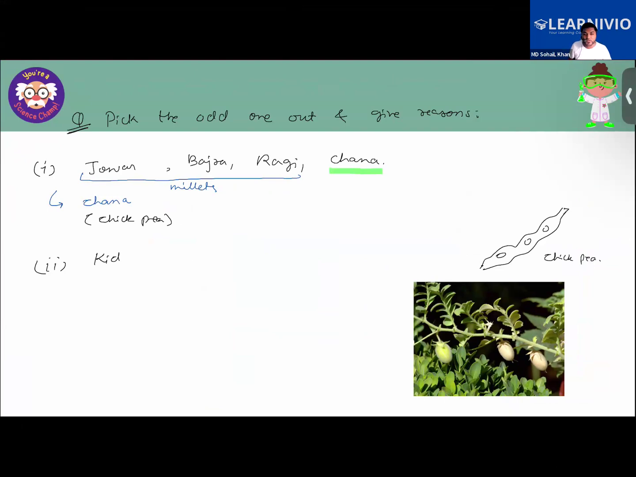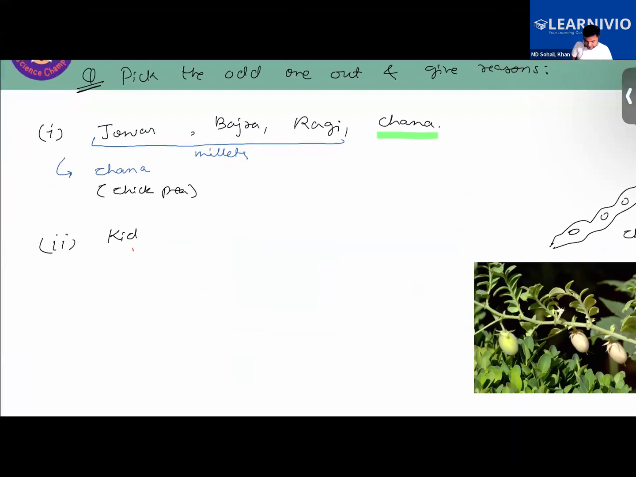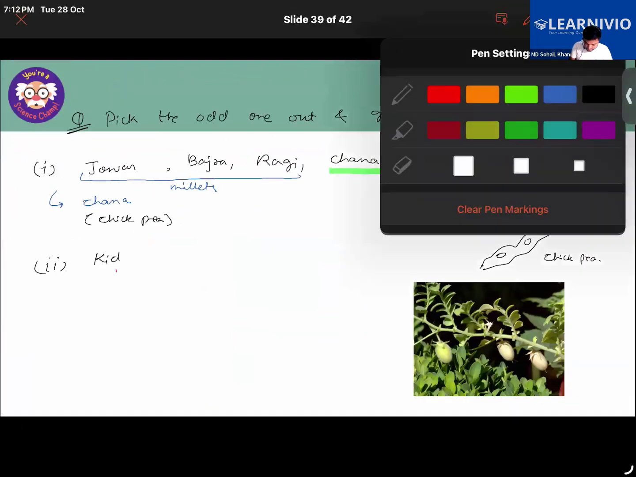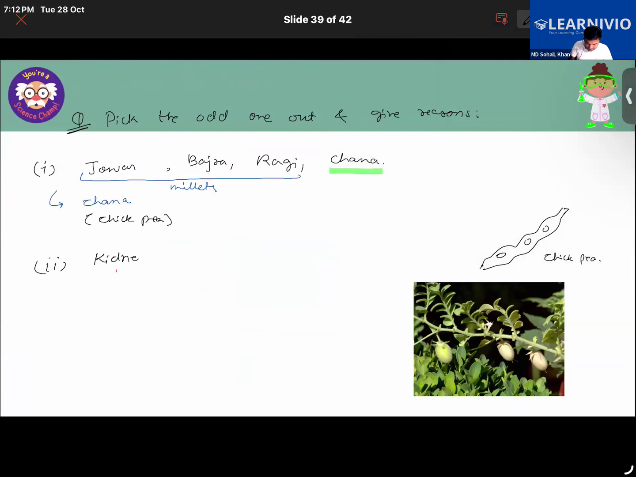Good. For the next question, the options are: kidney beans, green gram, soya bean, and then you have rice. I'm writing the options here. Pick the odd one. Yeah, rice.